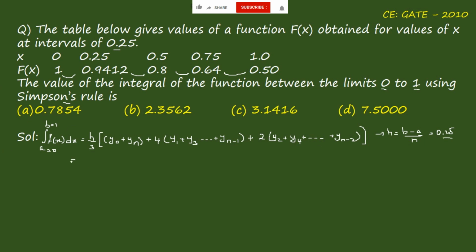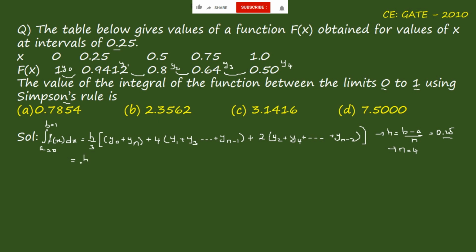Now we'll be finding the values of y naught and yn. N is 4 intervals. So we can consider n is equal to 4. So this one becomes y naught. This one becomes y1. This is y2. This is y3. And this is y4. Just substitute the values here.